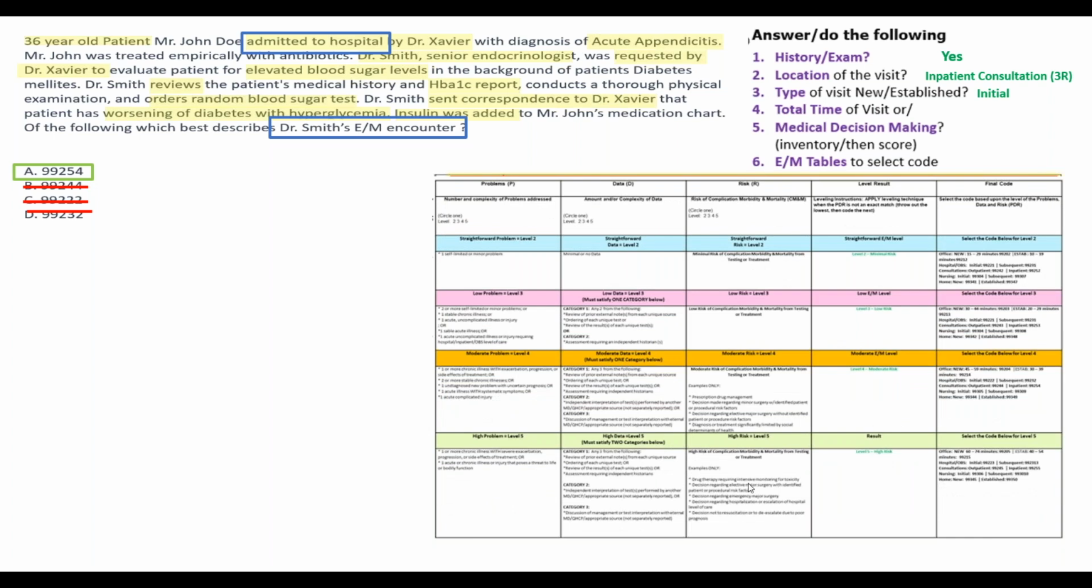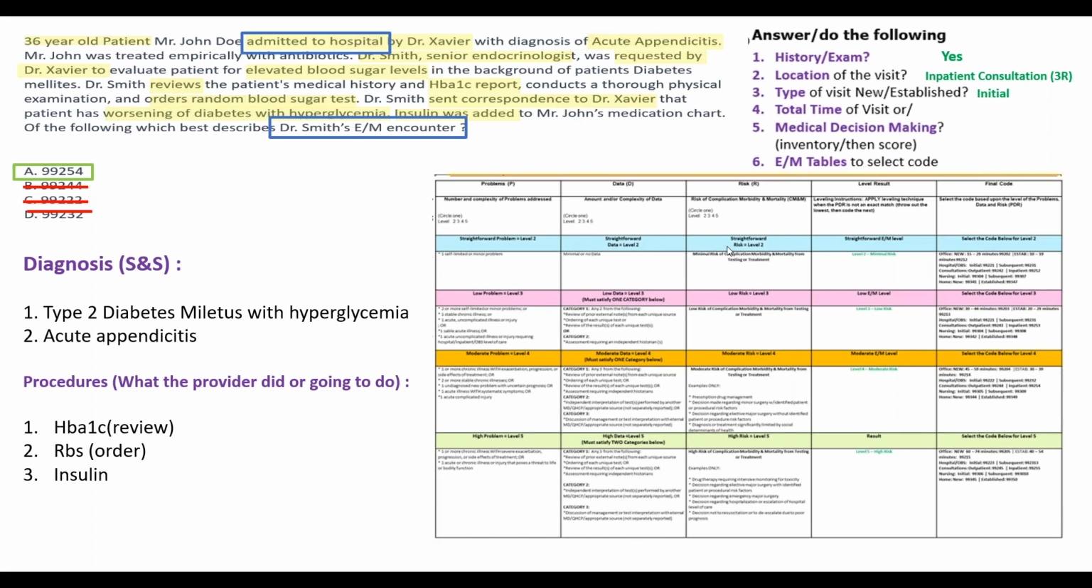Let's just cross-check and do the leveling using the MDM chart. In the problems, we have diabetes mellitus with hyperglycemia and acute appendicitis. So that would be a moderate problem, where we have one or more exacerbations of chronic illness. And how about the data? Data reviewed, coders. What would be the data in the scenario?